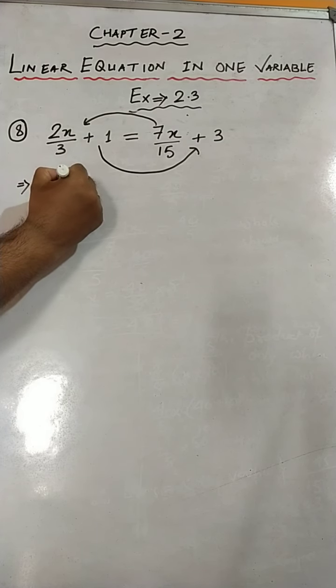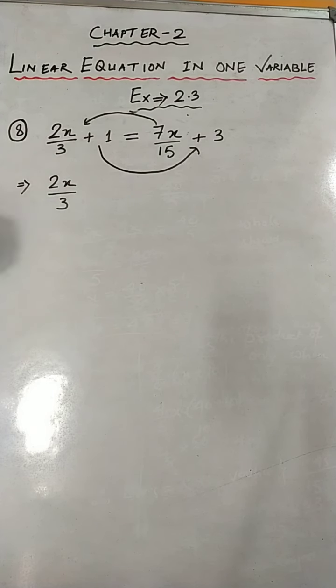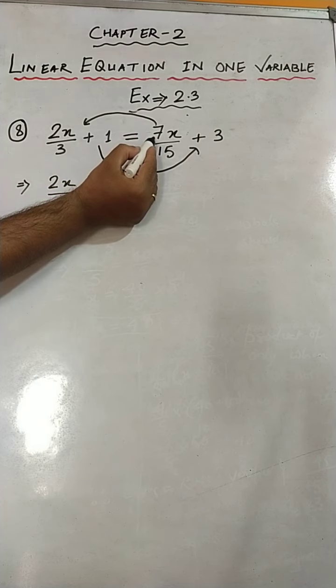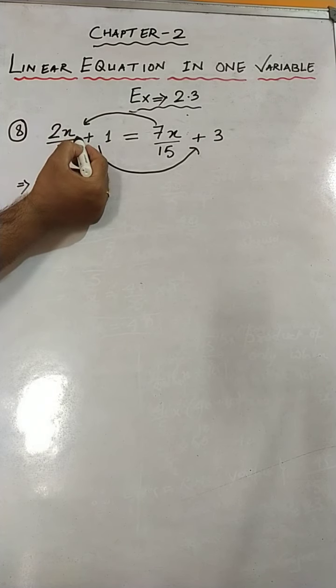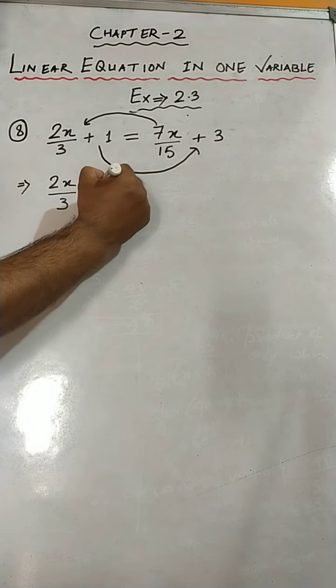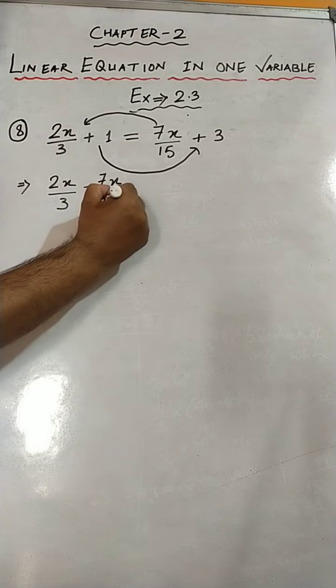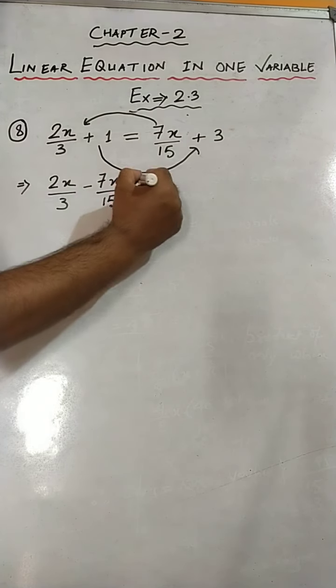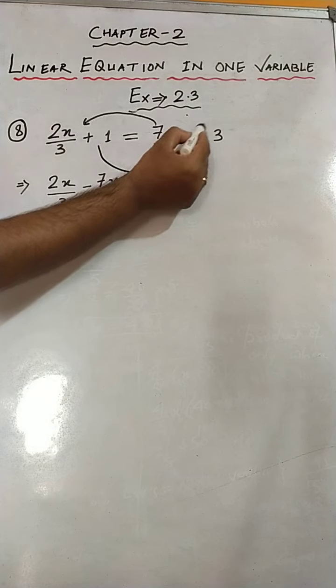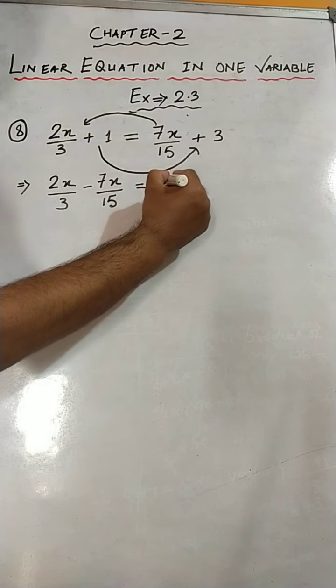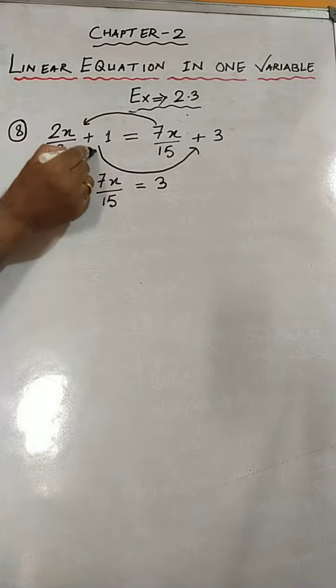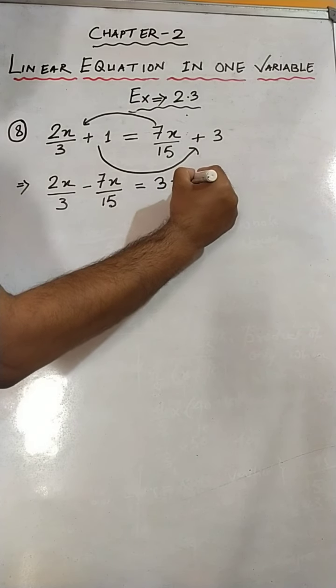So on the next step we will first have to mention this one, as you know. So 2x on 3, and this is carrying plus sign, and when it comes to left hand side it will change its sign, that is minus 7x on 15 equals to, this is the first constant term we have to mention first, that is 3, and then we'll take plus 1 towards this side, it will become minus 1.